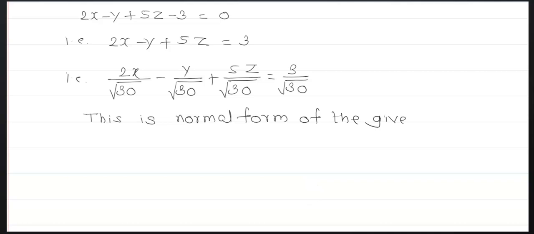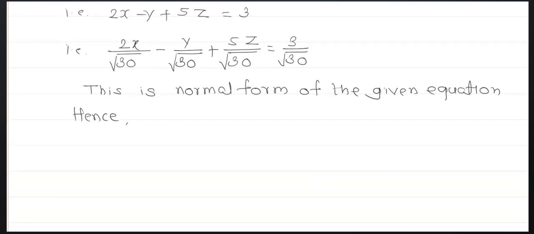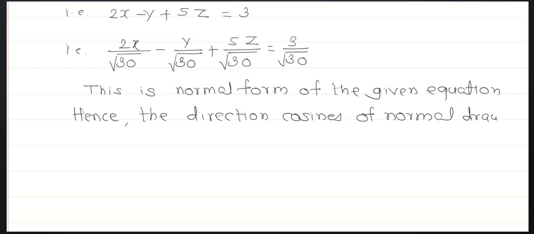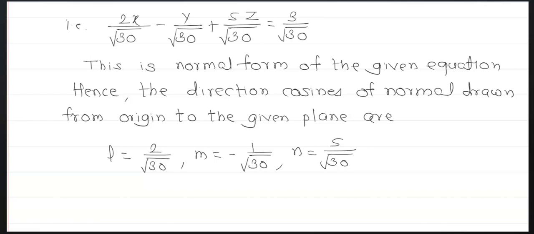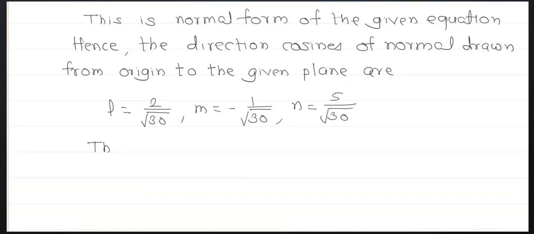This is the normal form of the given equation. Hence, the direction cosines of the normal drawn from the origin to the given plane are l equals 2 upon root 30, m equals minus 1 upon root 30, n equals 5 upon root 30.